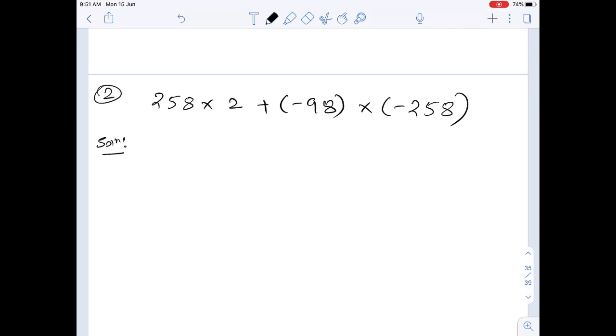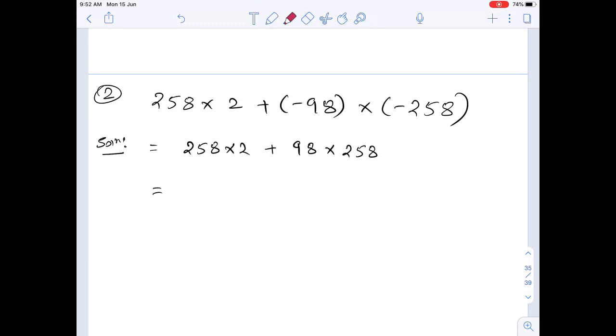Okay, so what you will get equals to 258 into 2 plus, now this minus into minus will become plus, so I am not writing it again, and then as they are present on the same side, we can multiply only signs and keep the numbers as they are. Now you will get in the next step 98 into 258. Why we got this one? Because minus into minus will become plus. We have multiplied only signs, not the numbers. Then further, it is easy for us to solve.